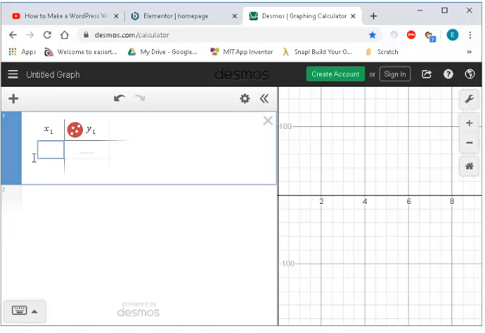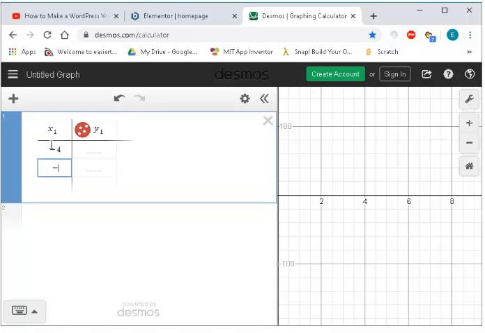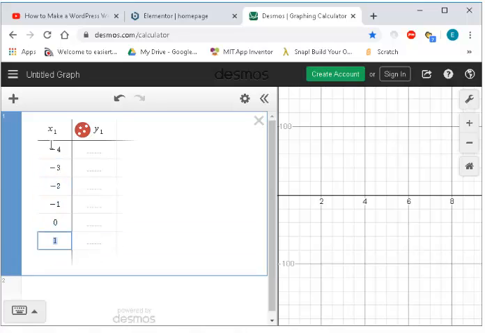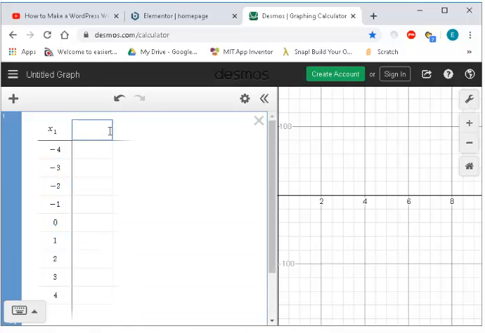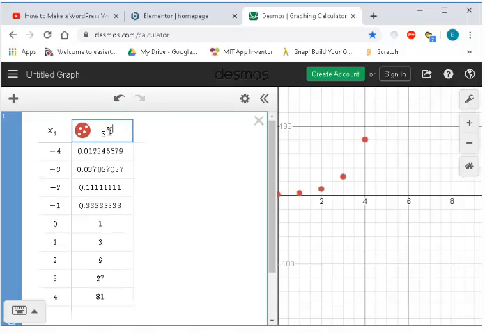Now my table of values, based on the problem, starts from -4, -3, and then it continues until 4. So here I'm going to type 3 exponent x1. It's going to evaluate 3 exponent x1 when x1 is any one of these values, and this is going to be my graph.